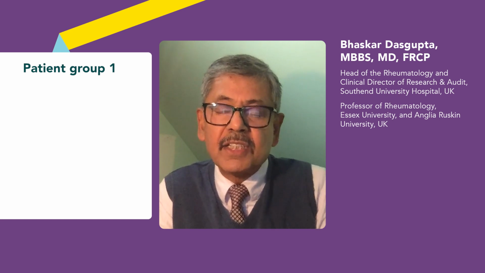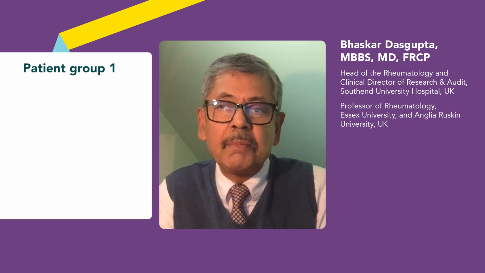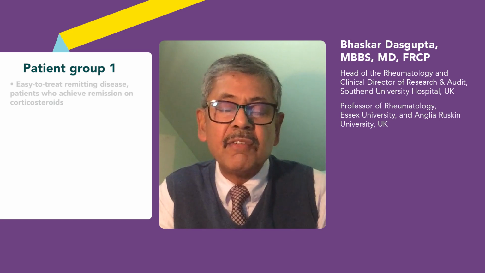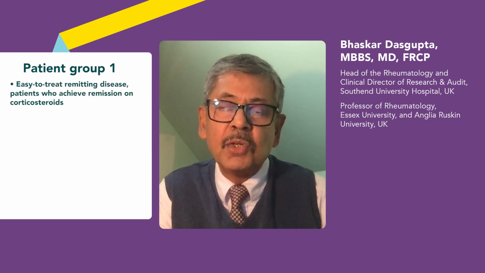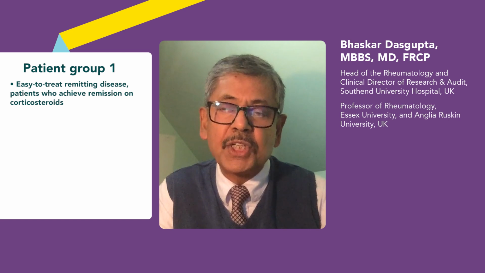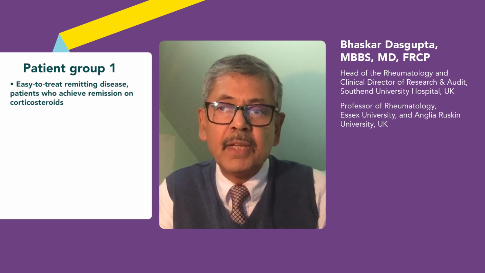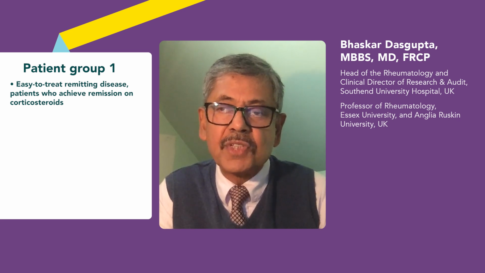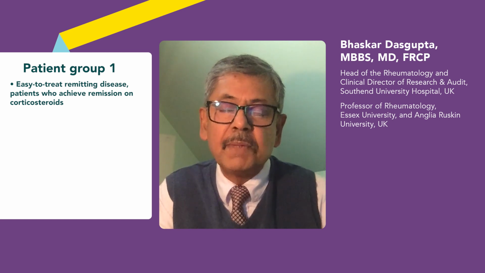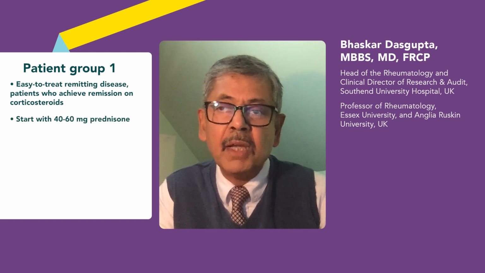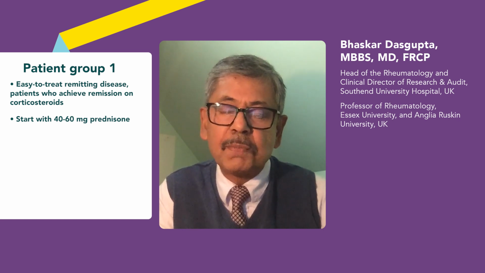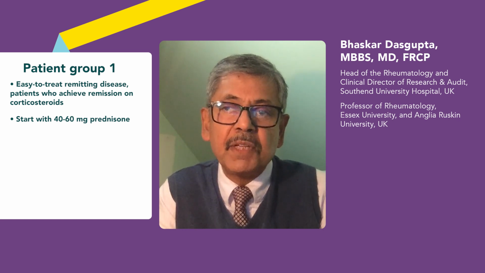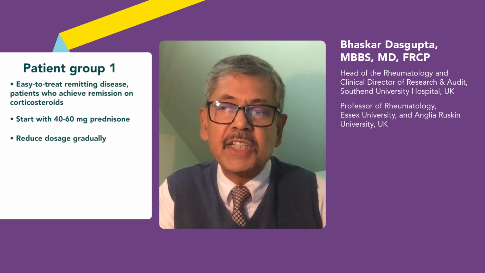So let's start with monitoring patients who have easy to treat remitting disease. These are patients who actually come into remission with purely a dose of corticosteroids. For example, cranial disease in GCA, which is not associated with ischemic complications. These patients, you would start with 40 to 60 milligram prednisolone, and if they have a good response to that sort of treatment regimen, you reduce to 30, 20, and then by 2.5 milligram.